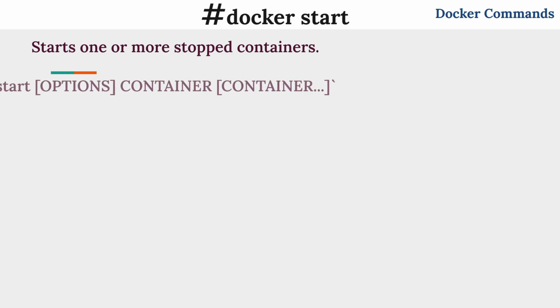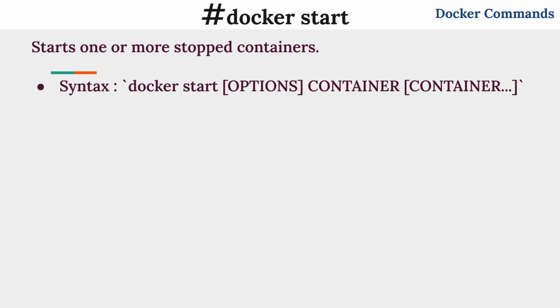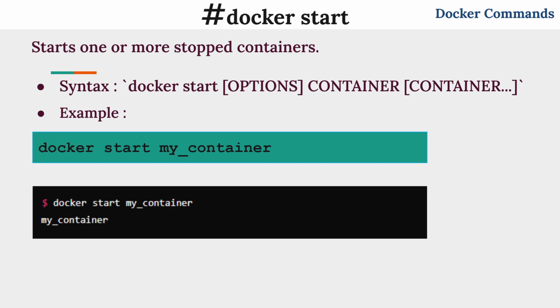Let's see the syntax. docker start [options] container. Options: additional options to configure the container's behavior when starting. Container: the ID or name of the containers to start. The docker start command is straightforward and essential for managing Docker containers, allowing you to resume stopped containers to continue their operations. By using options like -a for attaching to container output, you can monitor and interact with containers effectively. Let's see the next command.